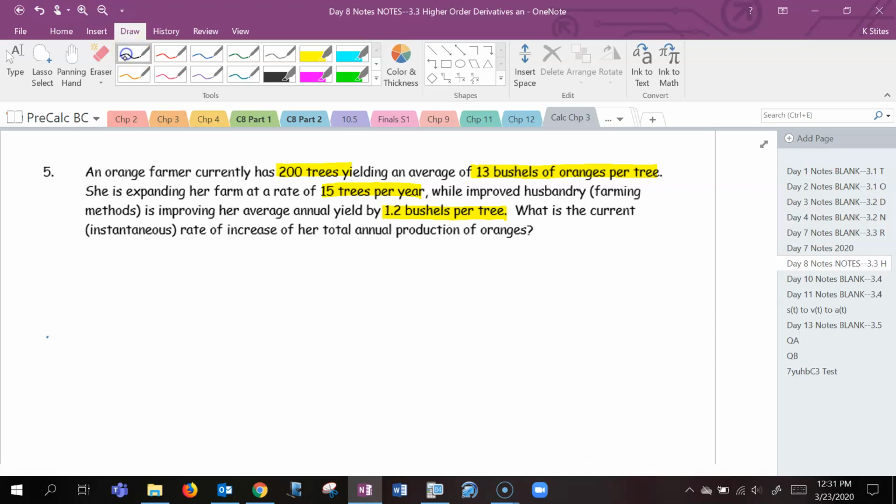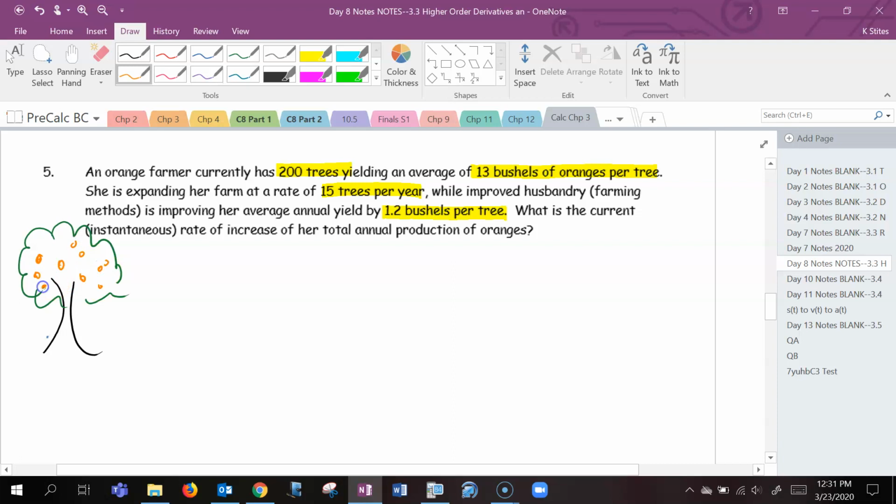Okay, well first I feel like we need to draw a picture to represent the situation. This is my orange tree. It's beautiful, I know. Okay, so what are we trying to find? Rate of increase of her total annual production of oranges. Well, rate of increase, that's talking about a slope, which means we need to find the derivative. Annual production is what we're going to find derivative of.